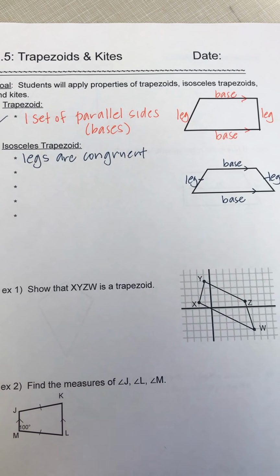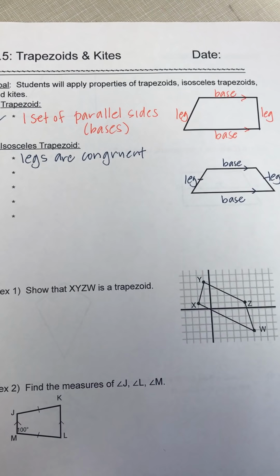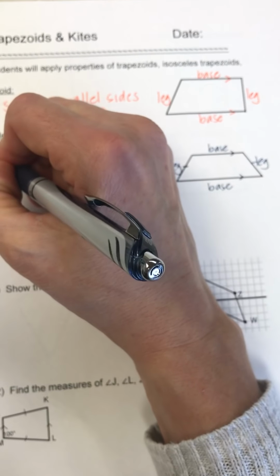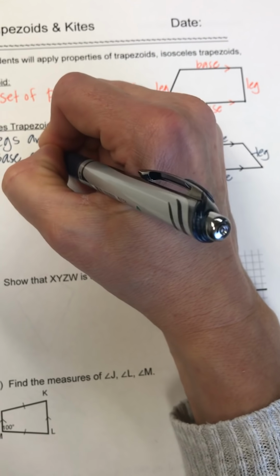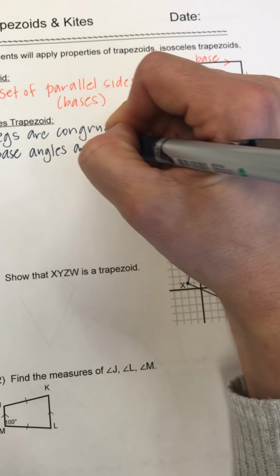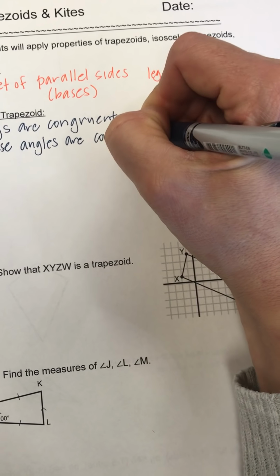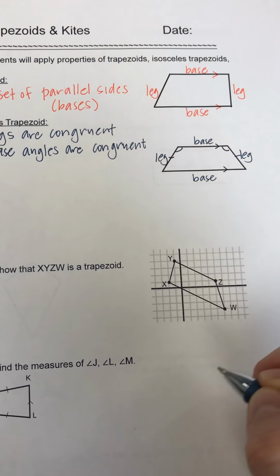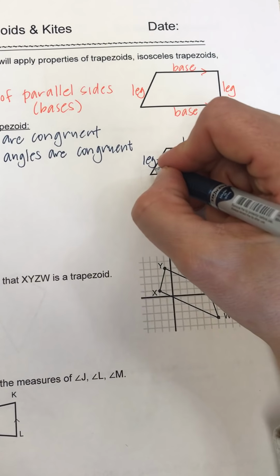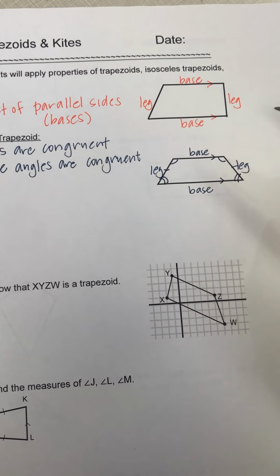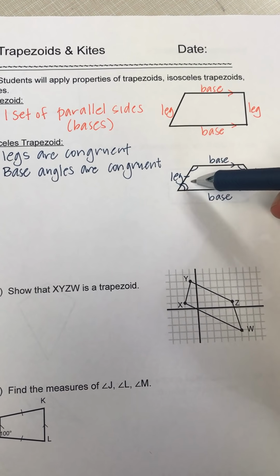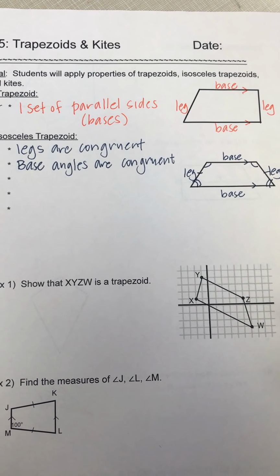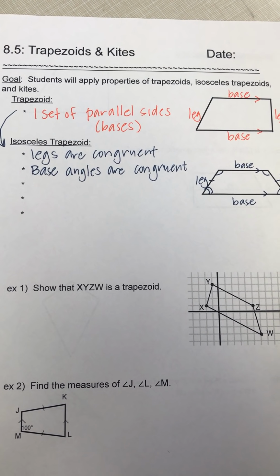Now in an isosceles trapezoid, just like in an isosceles triangle, there are two congruent angles. So the base angles are going to be congruent. But there's more than one set of base angles. There are base angles on the top, so those are congruent to each other. And then on the bottom, those are congruent to one another. But notice that these two are not congruent.